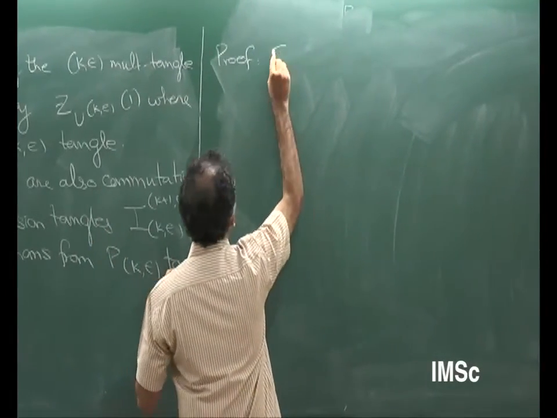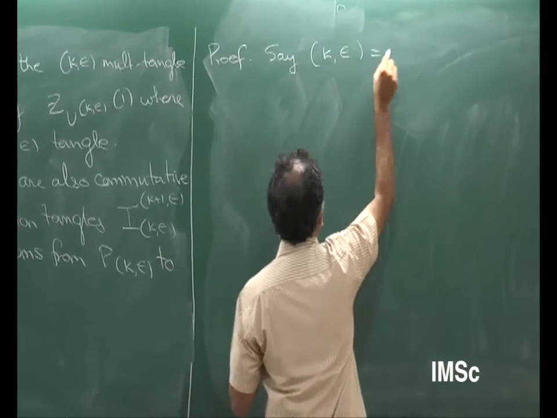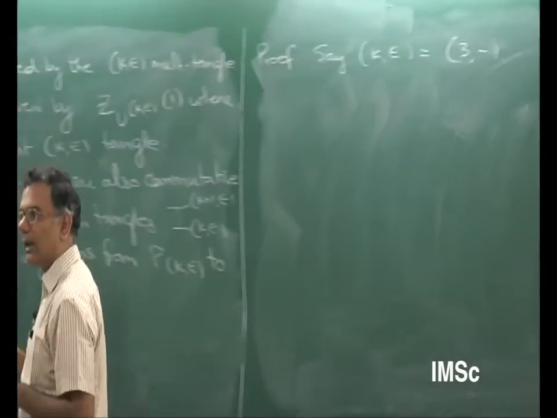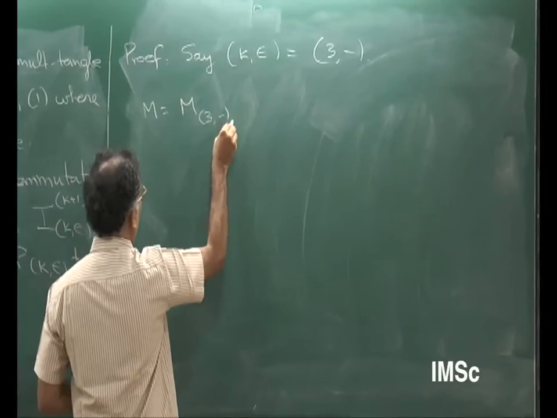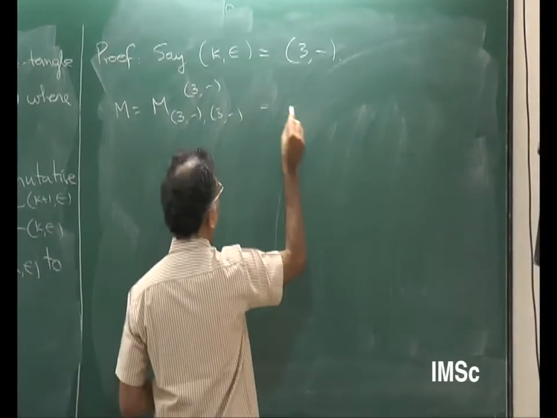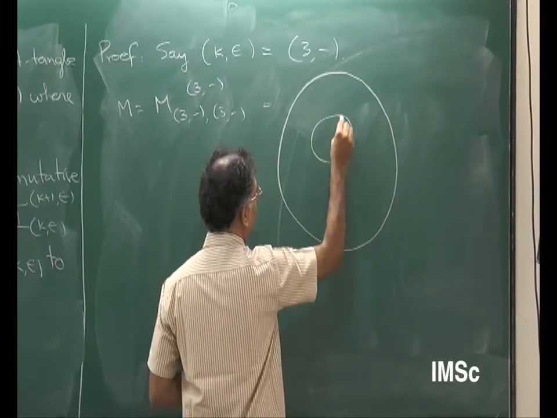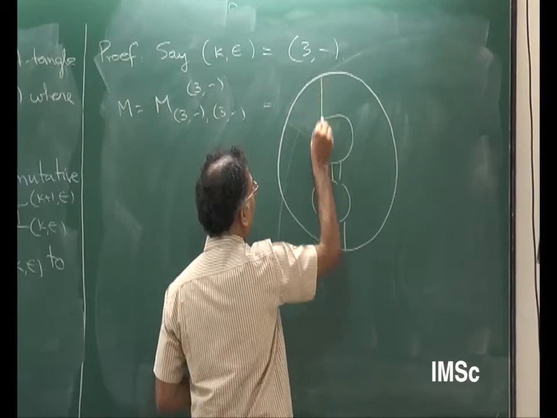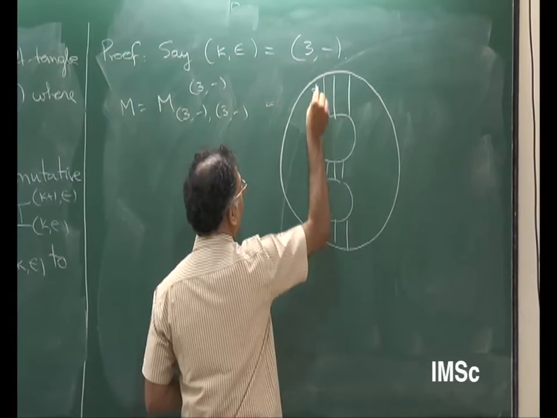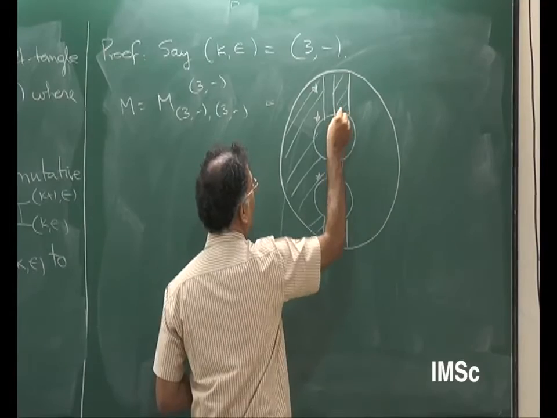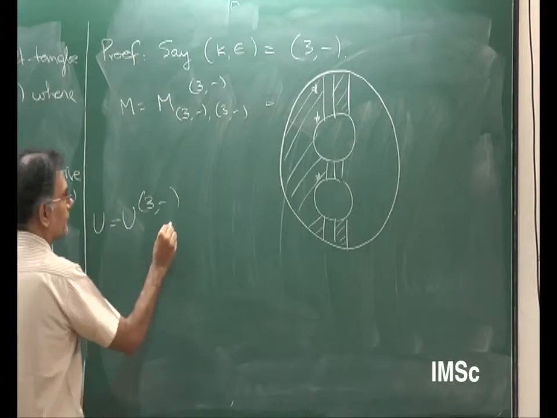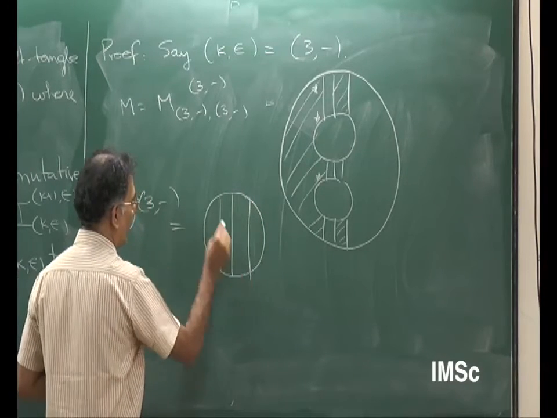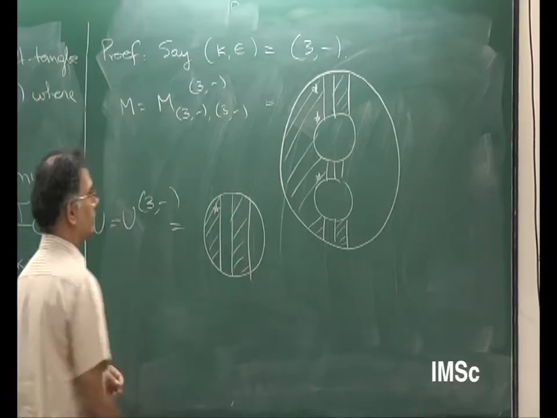So first recall. Let me just do an example. Say k epsilon is 3 minus. The proof is the same for everything. I'll just do the 3 minus case. So what is the multiplication tangle of 3 minus? So M is this tangle: external of color 3 minus, two internals of color 3 minus joined like so. And U 3 minus, I'll just call it U, is this tangle. So that's the multiplication tangle, and this is the unit tangle of color 3 minus.